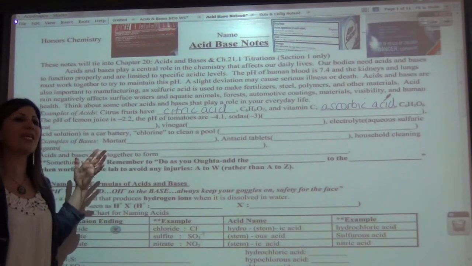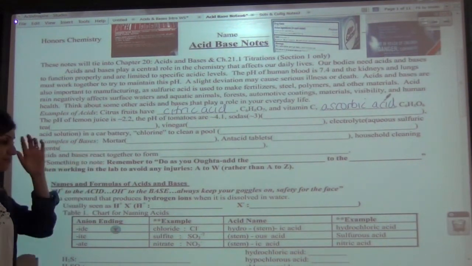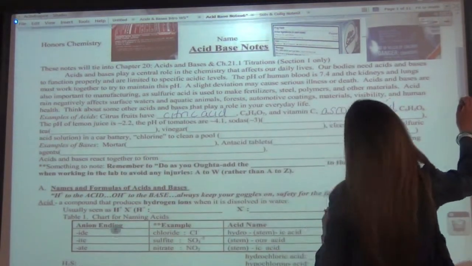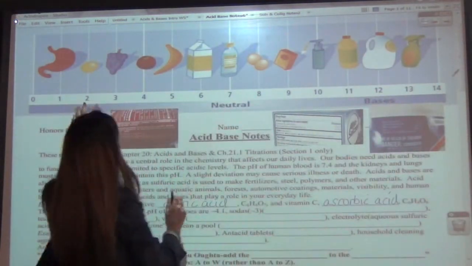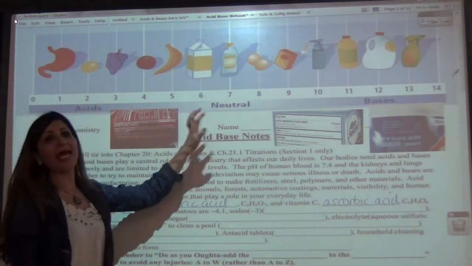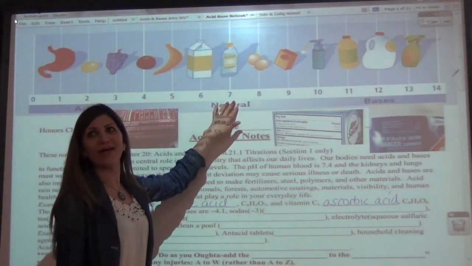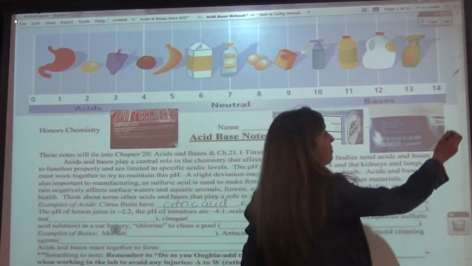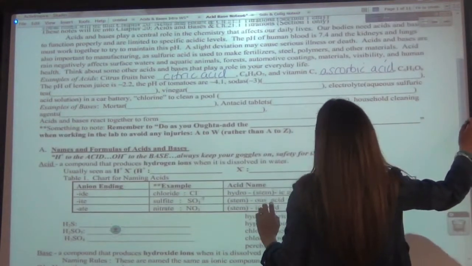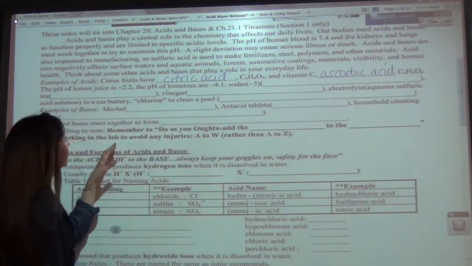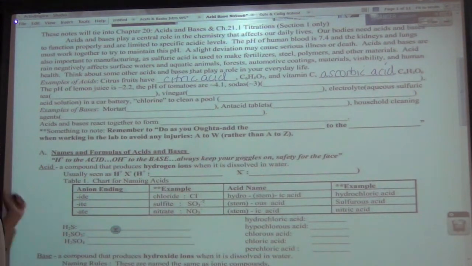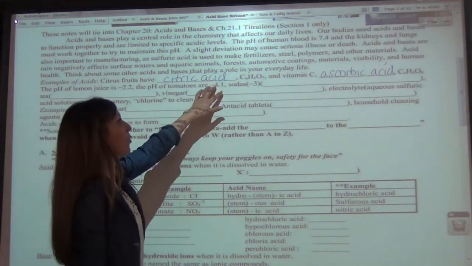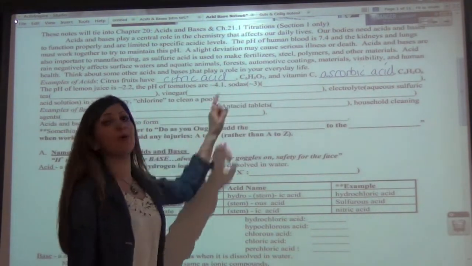We're going to talk about the pH scale in just a little bit too. If you have a really low pH, the lower the pH is, the more acidic it is. At a pH of 7, we call that what? Neutral. And then at a higher pH, we call those basic, or we call those bases. We'll be talking more about that as well. But lemons are about 2.2. The pH of tomatoes is about 4.1, and sodas are about 3.